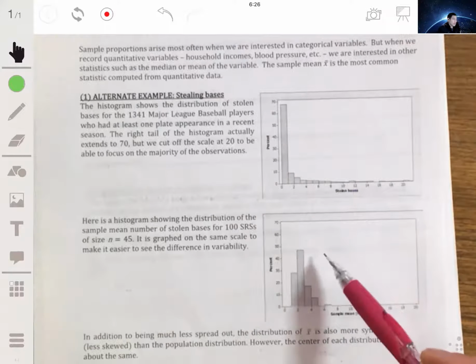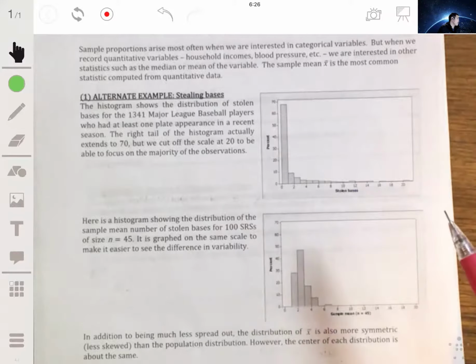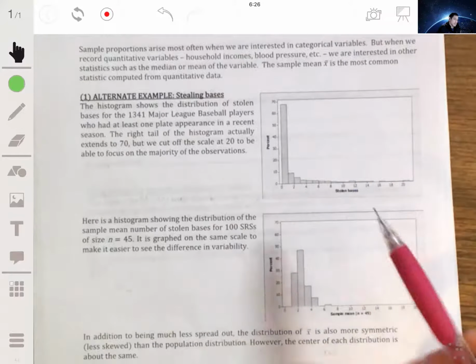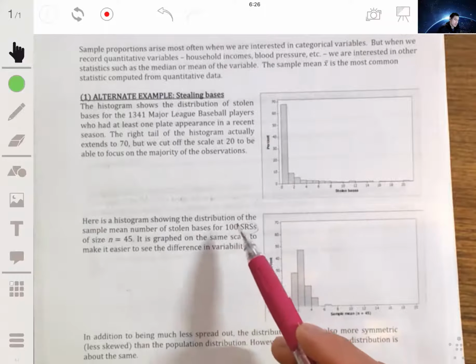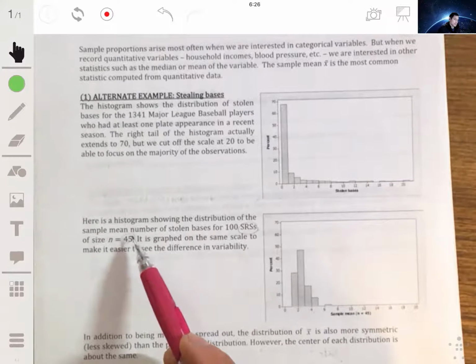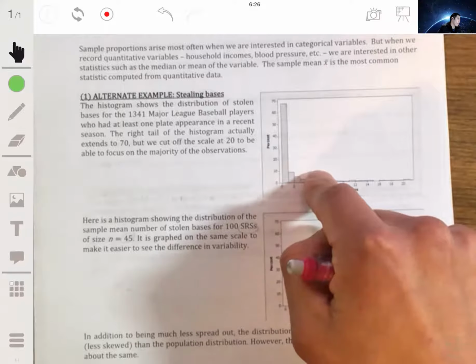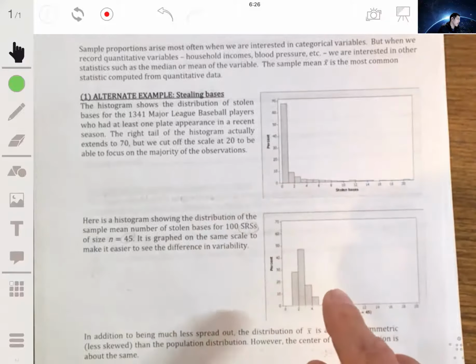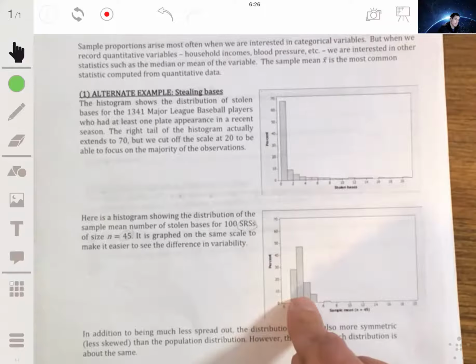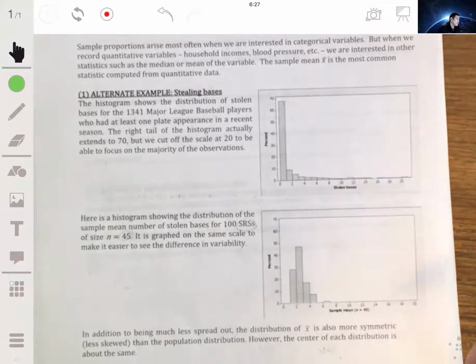Now the histogram below shows the distribution of 100 simple random samples of size 45. So essentially it took 45 individuals from here at random, calculated their mean, and then plotted it. And it did that 100 times.